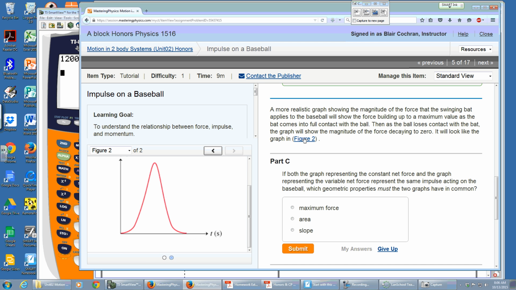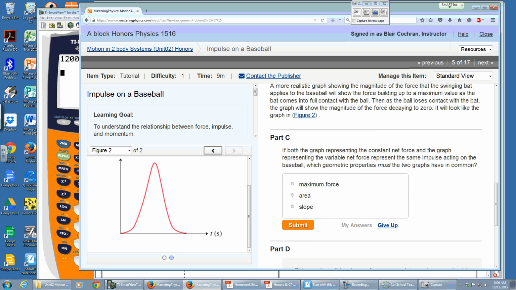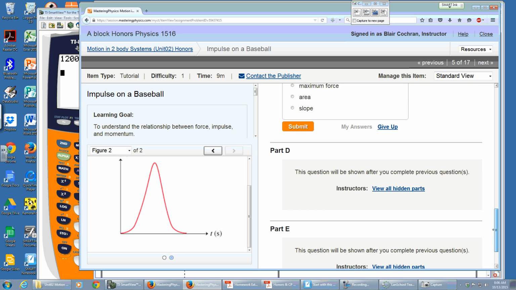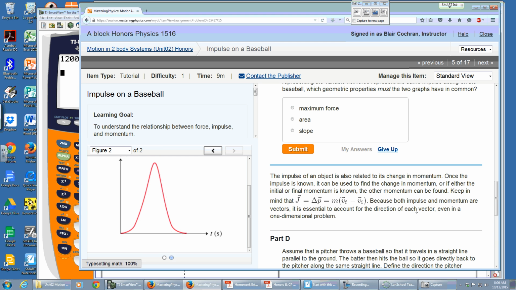And then they have figure 2 here, as a more realistic example. If the first graph represents the constant net force, the graph representing the variable net force represents the same impulse acting on the baseball. Which geometric property must the two graphs have in common? Nobody? Okay, moving on. Area, right, because that's the impulse. So if they share area, that's that.